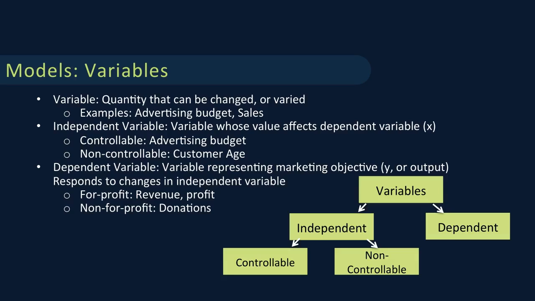Dependent variables represent our marketing objective, which we can think of as output. In most for-profit companies, our marketing objective would be related to revenue, such as sales revenue, units sold, profit, and so forth. In not-for-profit companies, we could have related objectives such as donations generated, pledges made, and so forth.